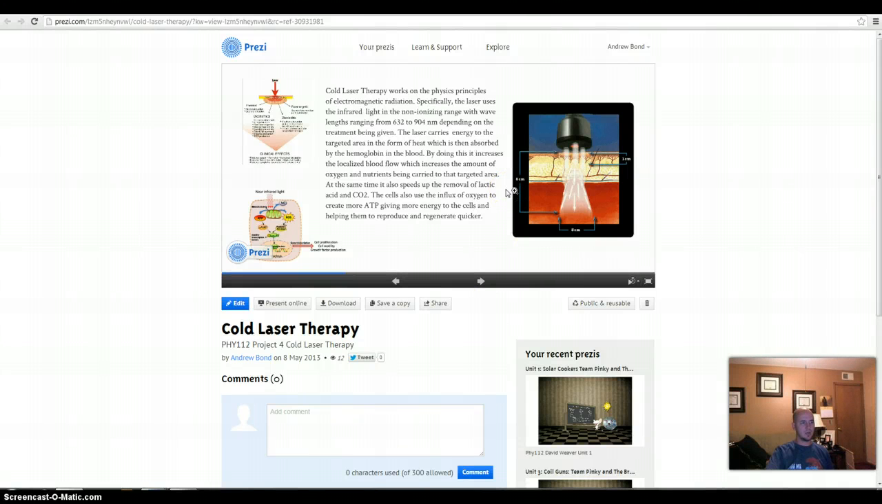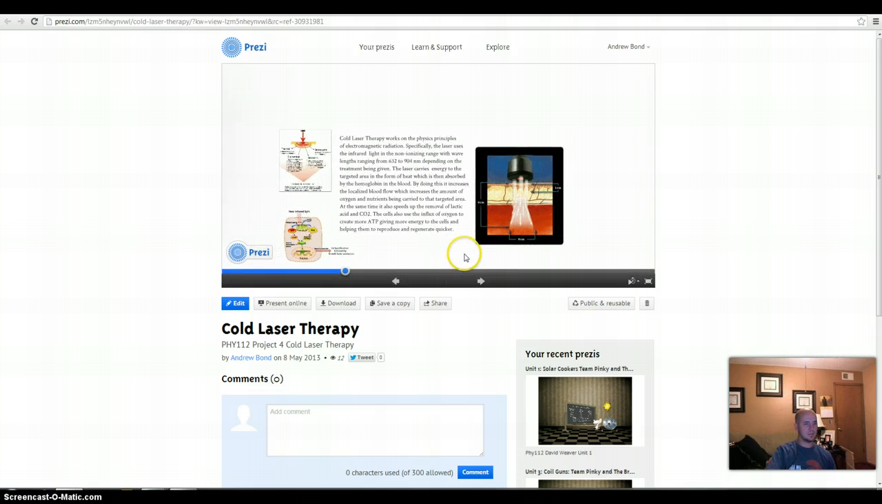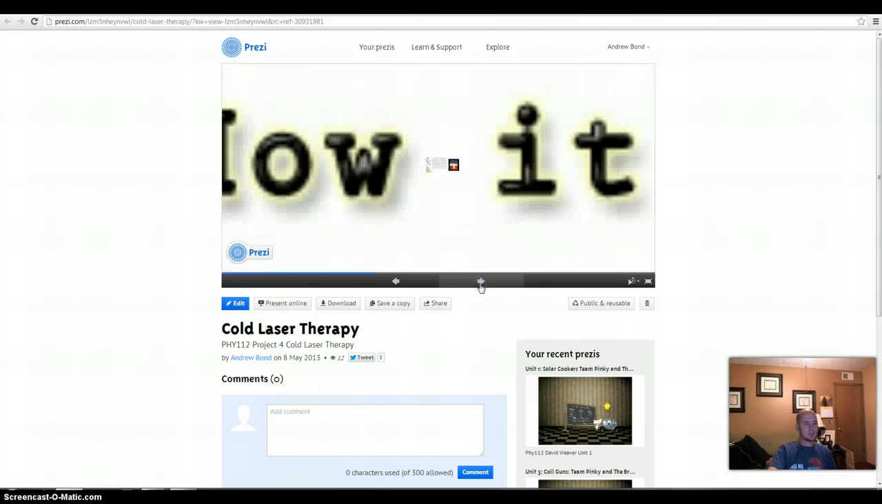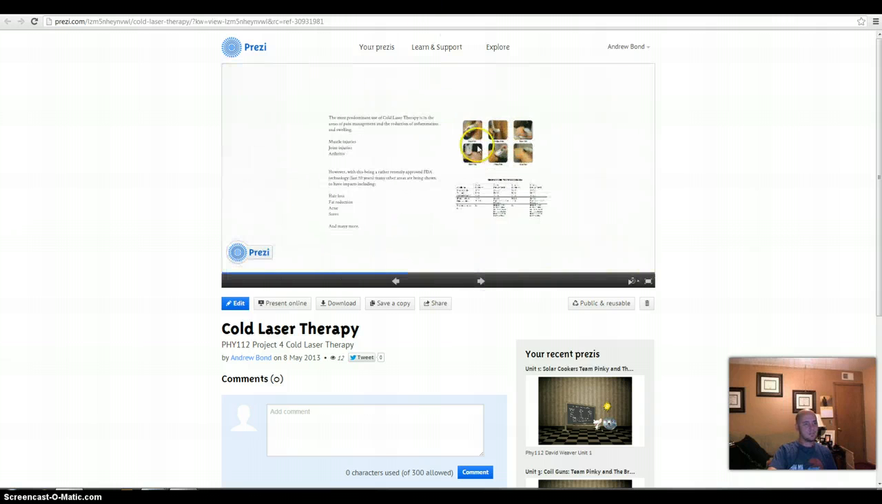But this one we talked about the spectrum of light and how this is using a non-ionizing range wavelength, which was infrared light, or very high red ranging into infrared, and basically how it increases the heat in the hemoglobin, and basically allows more oxygen and stuff to heal, to allow the body to heal the area quicker, and creating more ATP and all that other stuff. So this was actually a really cool project. We really liked that and learned a lot.